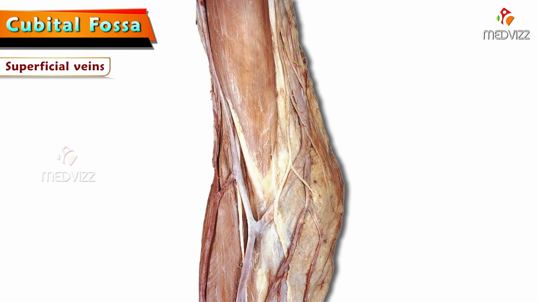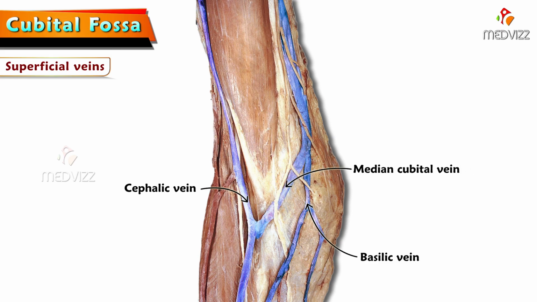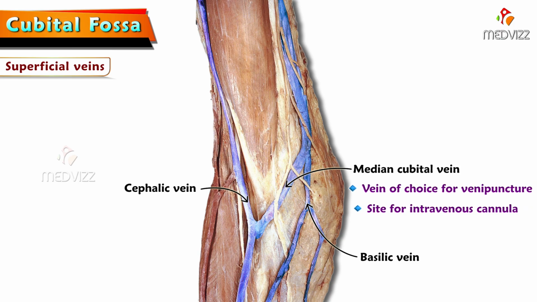Superficial veins. The first one, we shall go with the cephalic vein, which is present on the lateral aspect. And medially, the vein which we can appreciate is the basilic vein, which is seen on the medial side. And these two veins are communicated by an obliquely running vein called as median cubital vein. So median cubital vein is the vein of choice for venipuncture and the site for intravenous cannula, because this vein won't slip away during needle insertion as it lies superficial to bicipital aponeurosis.